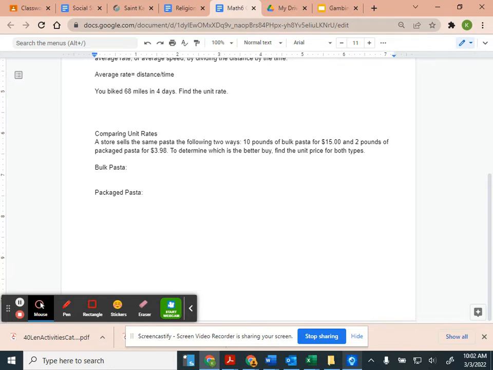So let's say a store sells the same pasta the following two ways. It sells it as 10 pounds of bulk pasta for $15, and it also sells it as 2 pounds of packaged pasta for $3.98.